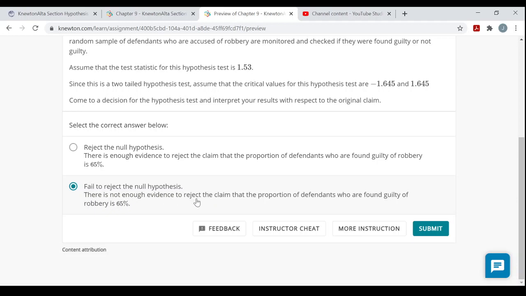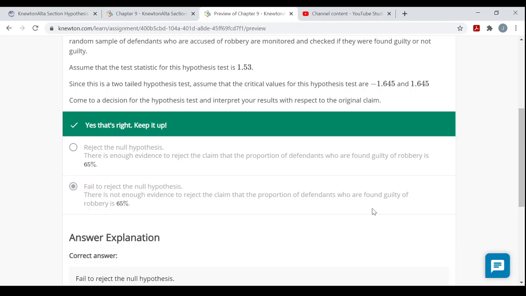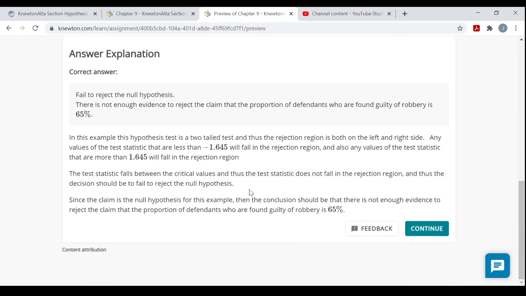Now, if there's not enough evidence to reject it, that means you're supporting it. And we didn't reject the null, and the claim would be in the null, so it's got to be that statement. And again, very simply, is the test statistic going to be in one of those rejection regions? And here it wasn't. And read your answer explanations, of course. And again, very simple, very quick and easy these. I could have drawn a picture if you wanted, but I didn't care for it.